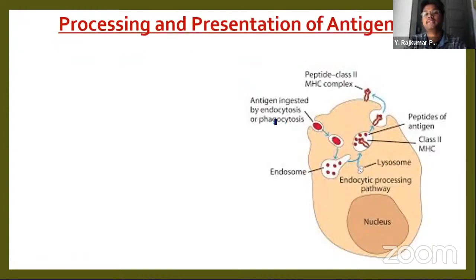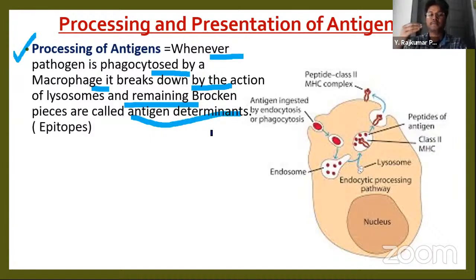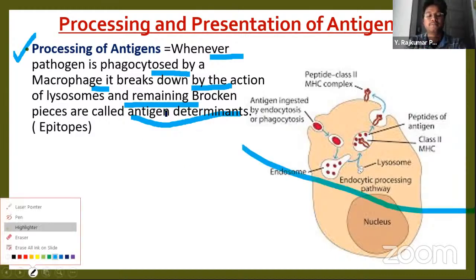Let's see the processing and presentation of antigens. What is meant by processing and presentation? Processing of antigens means whenever a pathogen is phagocytosed by a macrophage, it breaks down by the action of lysosomes, and the remaining broken pieces are called antigen determinants. In the process of phagocytosis, I explained that when a bacterium is engulfed by a WBC or any macrophage, it is destroyed inside, and whatever debris is formed is exocytosed. This cellular debris, the broken pieces of the bacterium, can be called antigen determinants.